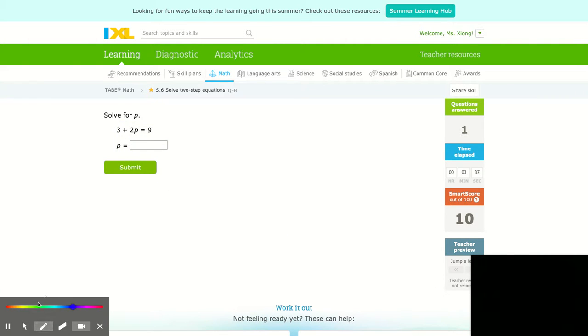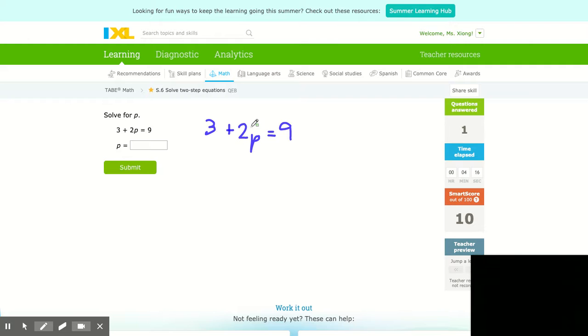Now for this next problem, I have 3 plus 2p equals 9. To do this, again, same thing. You need to isolate p by itself. Some people probably didn't realize this, but you have to do the adding or subtracting first. Anything that's being added or subtracted to the variable should be the first operation that you try to cancel out.